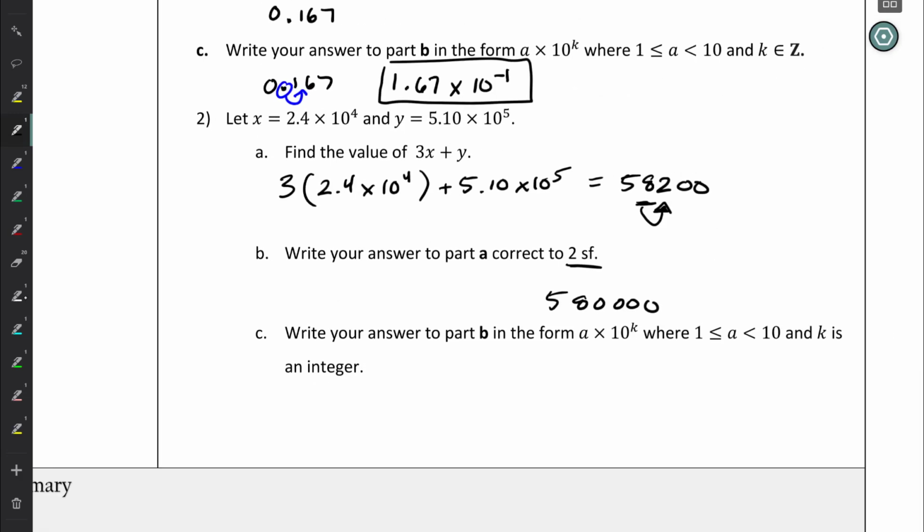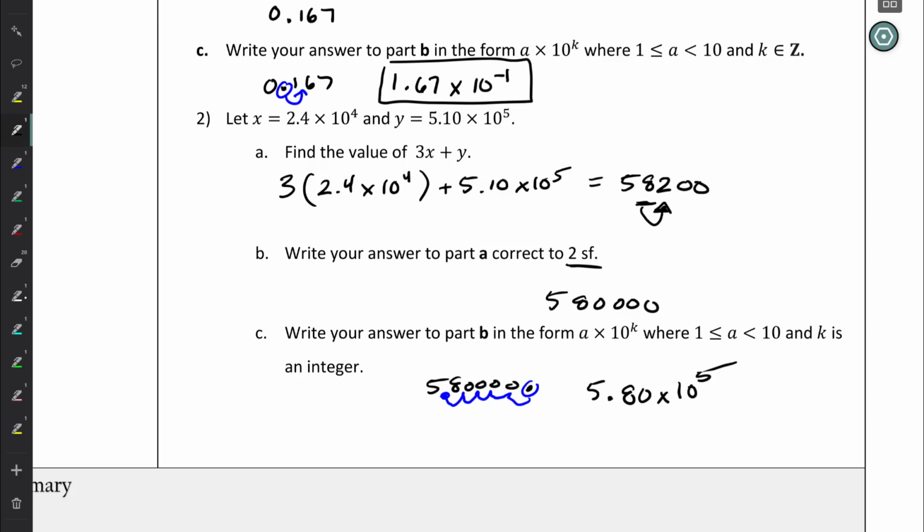Lastly, we have write our answer in standard form, a times 10 to the k. So our decimal place is over here. We want to take it and move it over 1, 2, 3, 4, 5 spaces. We moved it 5 spaces to the left, which means we should have a positive exponent. Thus, we have 5.80 times 10 to the 5th. That's what it was.